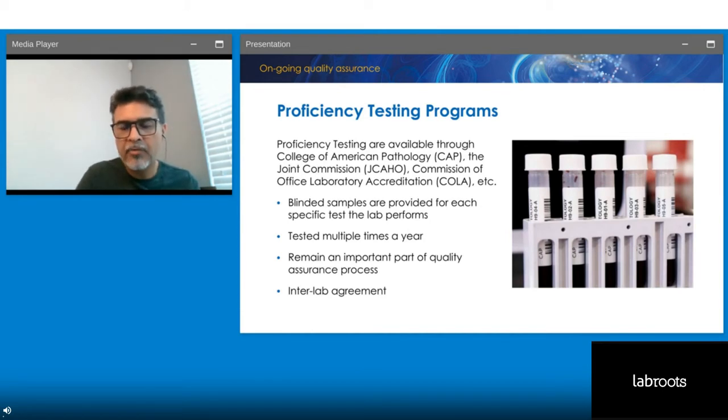Also, to keep NGS implemented in the clinical setting, it's important to be enrolled in proficiency testing. There are multiple organizations that provide proficiency testing programs. They are blinded samples. As a laboratorian, you are very familiar with proficiency testing, or PT samples. Every laboratory needs to test multiple times a year, and there is also some inter-agreement between laboratories. When the results are released by the organization, they compare laboratories against each other and see how well you were able to perform.